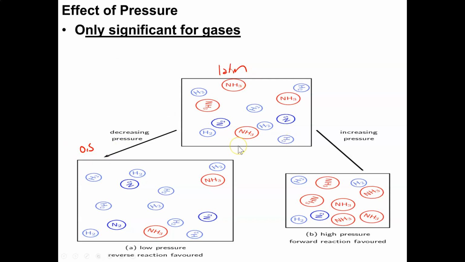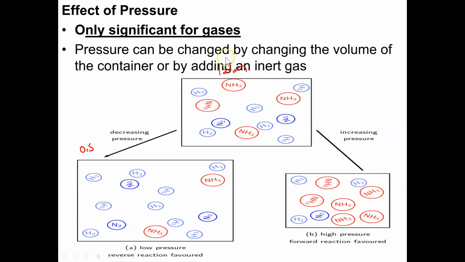And this is only significant for gas, by the way. If you don't have a gas, or if there's no gases in the reaction, pressure and volume don't do anything. Just keep that in mind. Pressure can be changed by changing the volume of the container or by adding an inert gas. So typically it's the volume scenario.